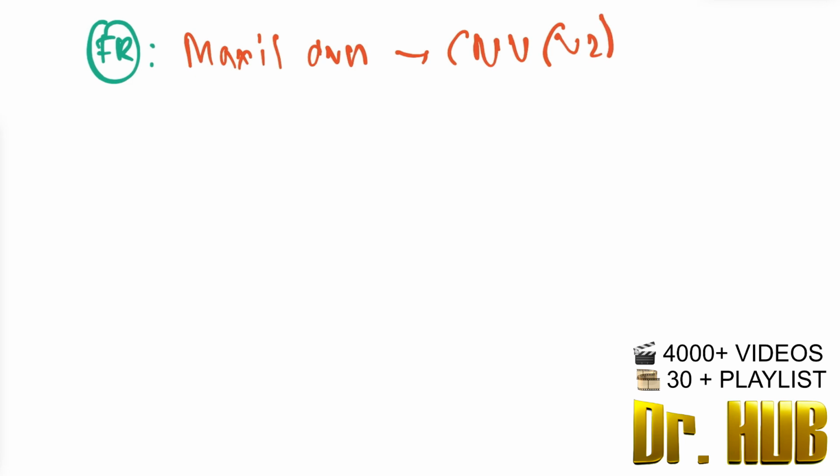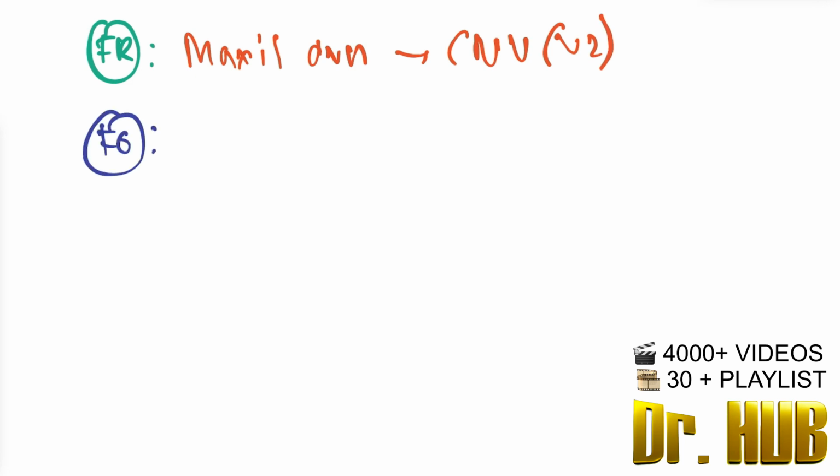Next what we have is the foramen rotundum. The FR is known as the foramen rotundum. So it will have the maxillary division of the cranial nerve 5, so it's V2. So what will happen in the foramen ovale?